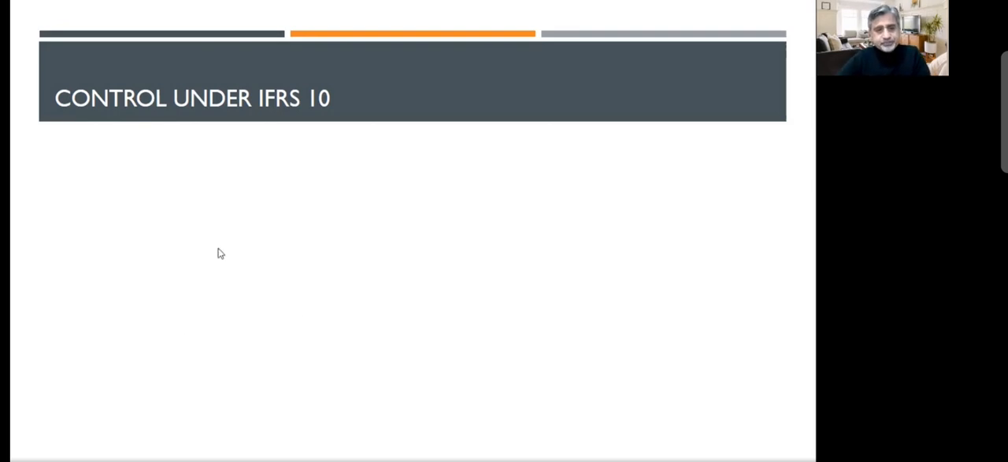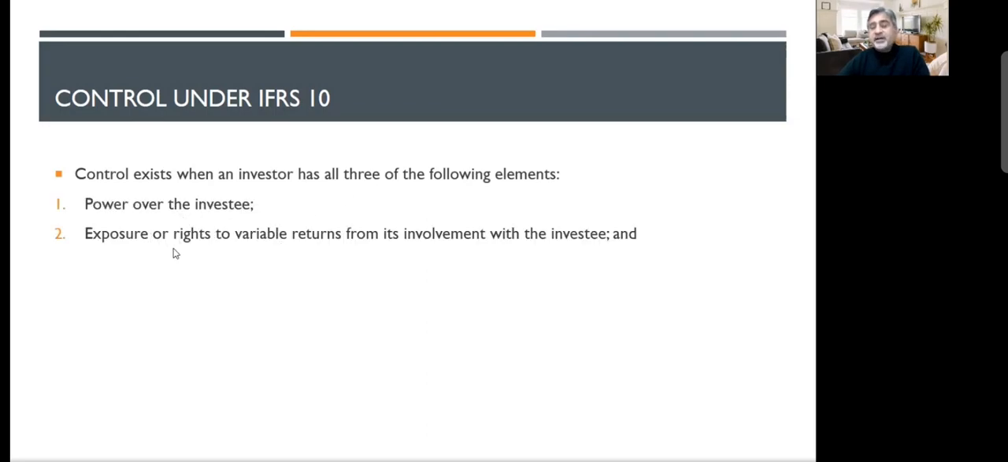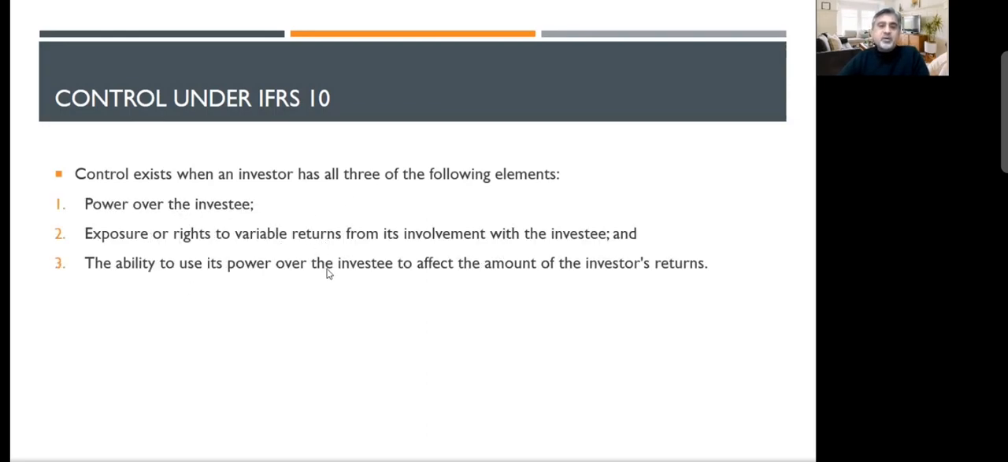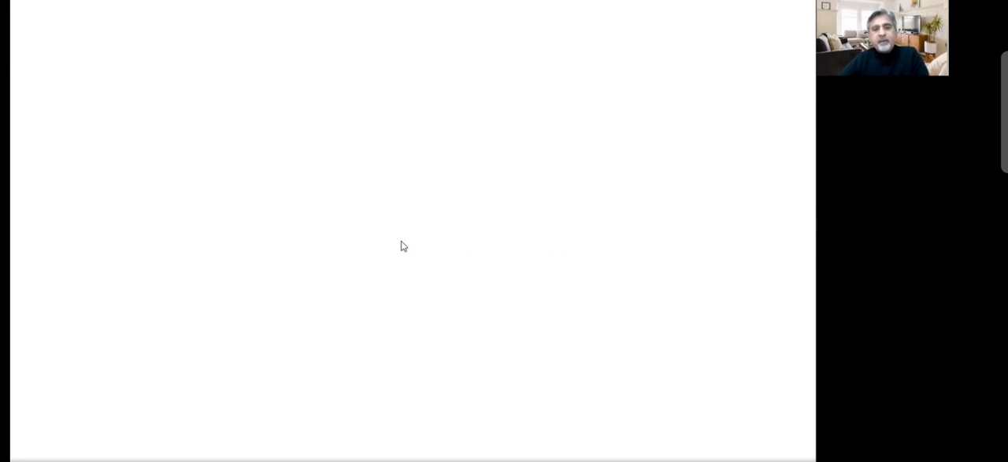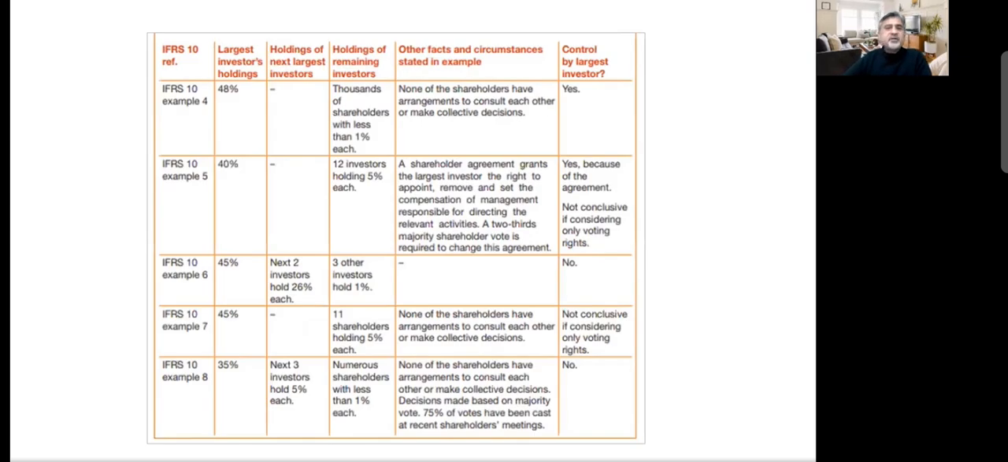So control exists when an investor has all three of the following elements. Remember all three, and these are the same: power over the investee, exposure to variable returns, and the ability to use its power over the investee to affect the amount of the investor's returns. So these are the three criteria I discussed before. You see them here. Now, let's see certain situations. Like I said, sometimes they create some complications where you find it difficult to identify the relationship. We'll discuss many of these examples one by one.